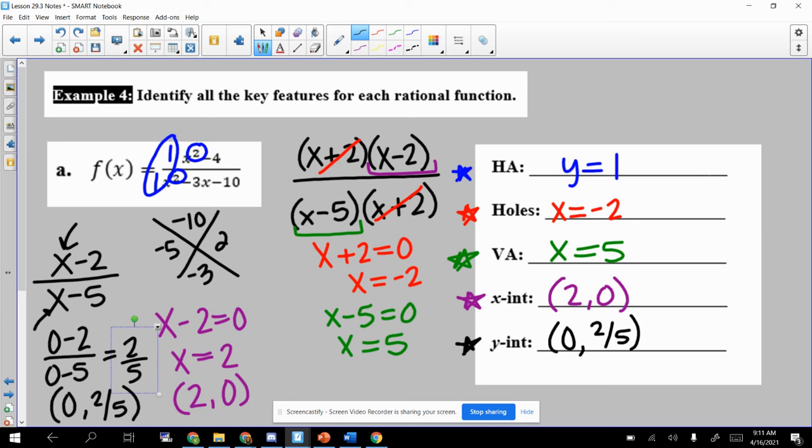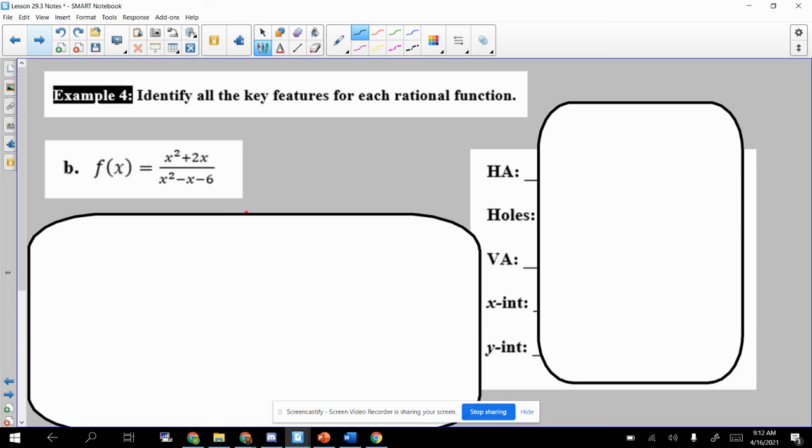Okay. All right, so the very last thing here is I want you guys to try your own. So you are trying part B here. You have x squared plus 2x in the numerator and x squared minus x minus 6 in the denominator. Okay, so pause the video and try to come up with all 5 key features here.